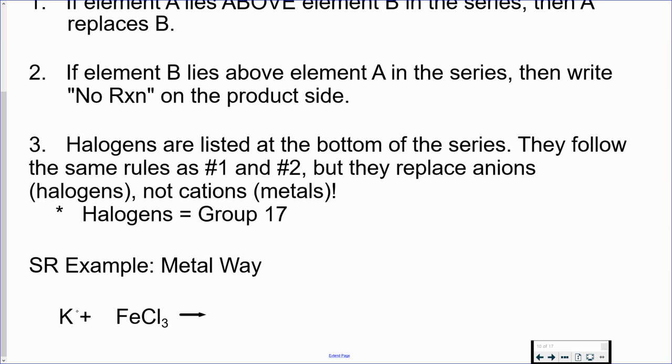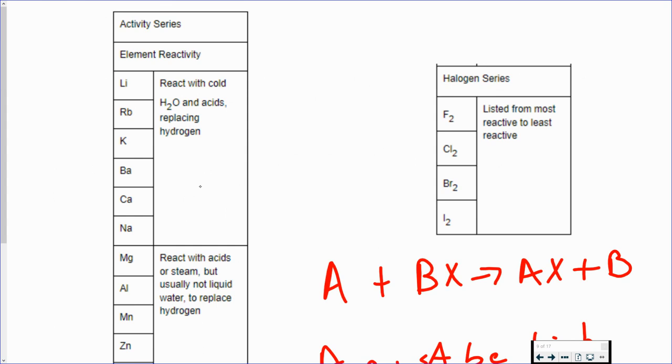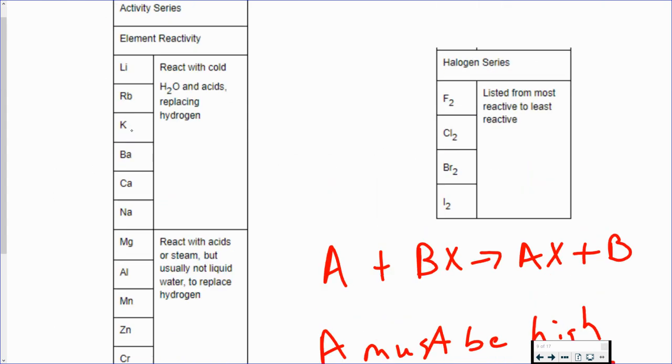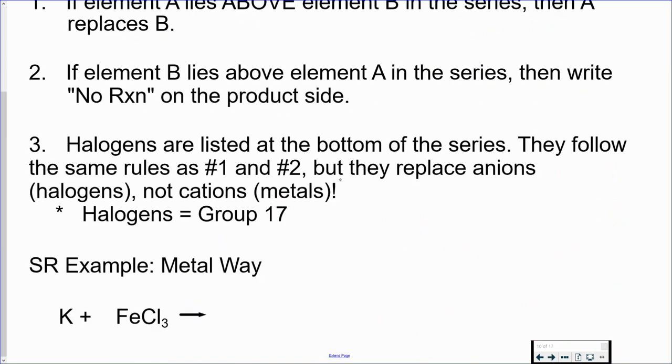So we're going to focus with this example first. The first thing that I want to see is if K, potassium, is above Fe on the activity series. I'm going to go back here and give it a look. So K is near the top. Above that is not Fe, so it must switch over and make a new compound. So you're going to get KCl plus Fe. Now you're going to go ahead and balance it. So we're going to need a 3 here and a 3 here. And we're balanced. And that's single replacement, the metal way.